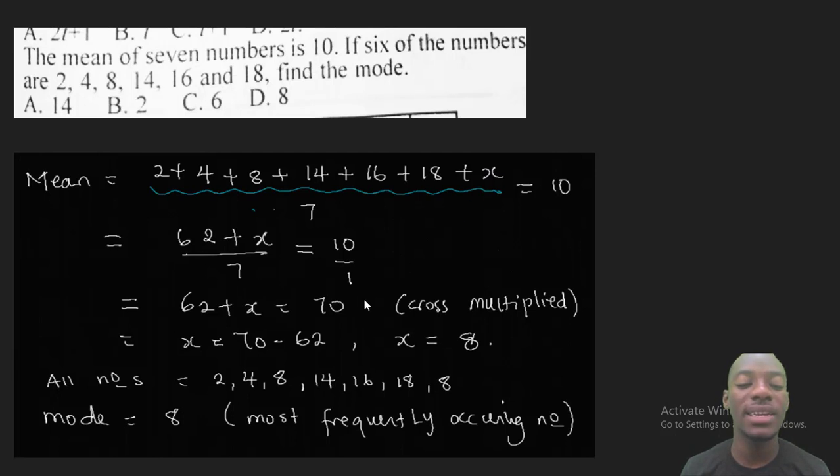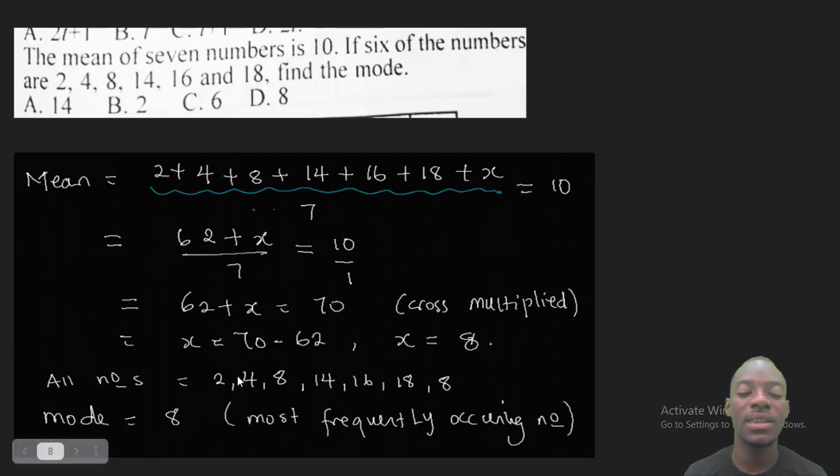Now, how do I find the mode? Mode means the number that appears most, right? So I have to add up the numbers. Now, let's see which number appears most. These are all the numbers: 2, 4, 8, 14, 16, 18, 8. So the number that appears most, that appears twice, is 8. All other numbers appear once, but 8 is the most frequent number.